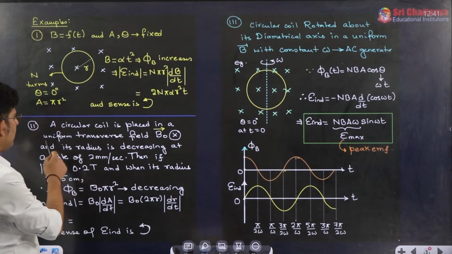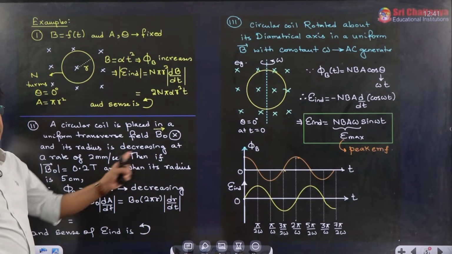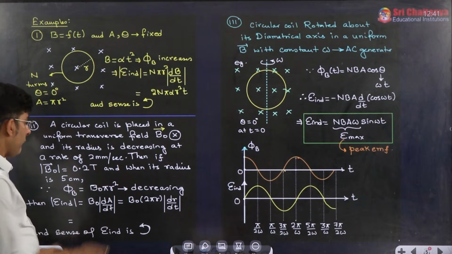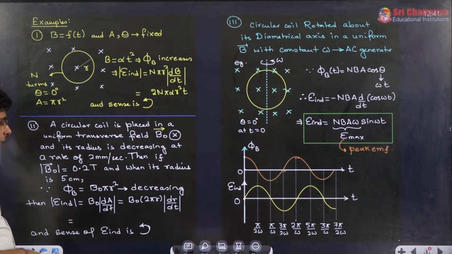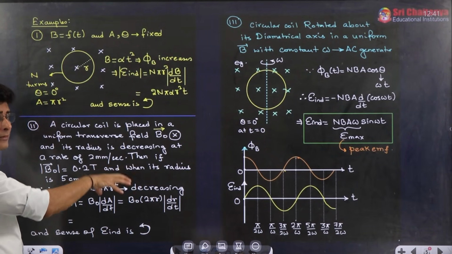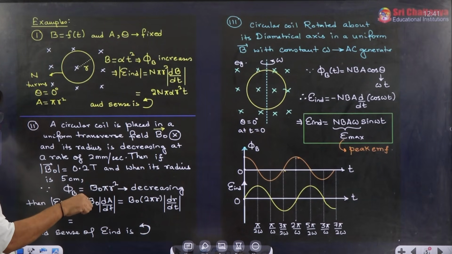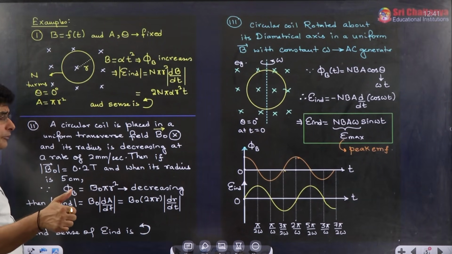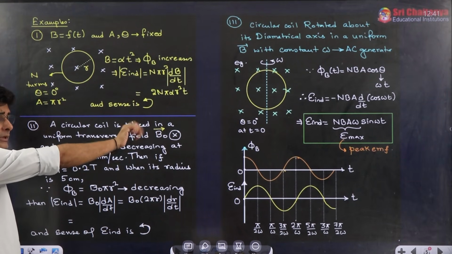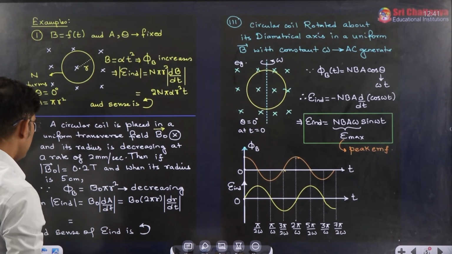Next, circular coil is placed in uniform transverse field. Again, transverse field means into the page, B naught, but it is shrinking, its radius is decreasing at a certain rate given. Then if the magnitude of field is given, and when the radius becomes 5 centimeter by shrinking, how to find the EMF? See again, here original field is into the page, area is decreasing, so flux will decrease. Flux will decrease because flux is B into area. So area is decreasing, flux will decrease. So induced magnetic field will be supporting the original field. Original field is into the page, induced magnetic field will be also into the page. Then by right hand rule, induced EMF will be clockwise. So induced EMF should be clockwise.